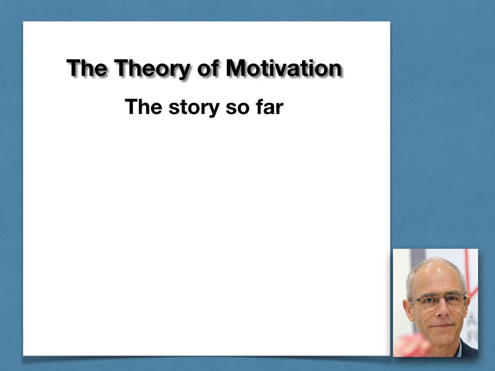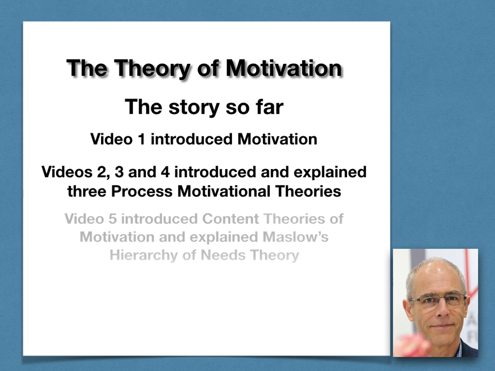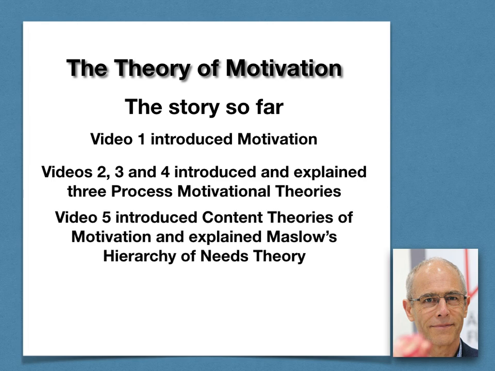In our first video of this series on motivation, we introduced what is meant by motivation and the types of motivation theory. The remainder of this video series is split into two main groups of theory, process and content theories. In videos 2, 3 and 4, we introduced and explained three process motivational theories: Vroom's expectancy theory, Adams' equity theory, and Locke's goal-setting theory. In video 5, we described what is meant by the content theory of motivation, and followed this by explaining our first example of content theory, that of Maslow's hierarchy of needs theory.